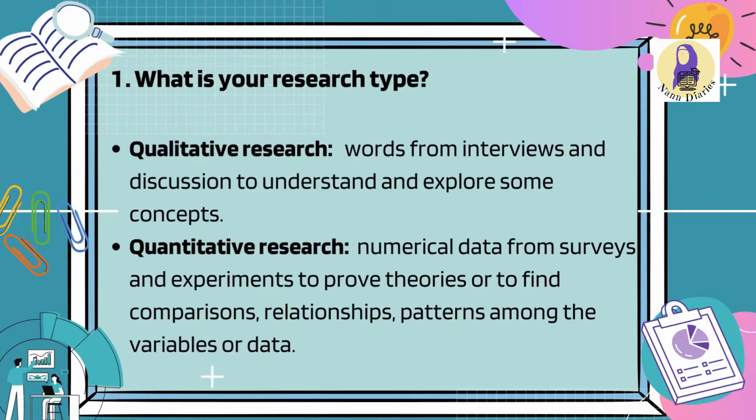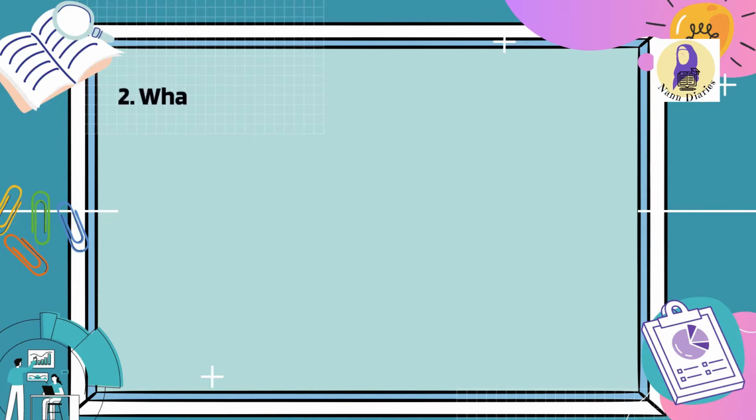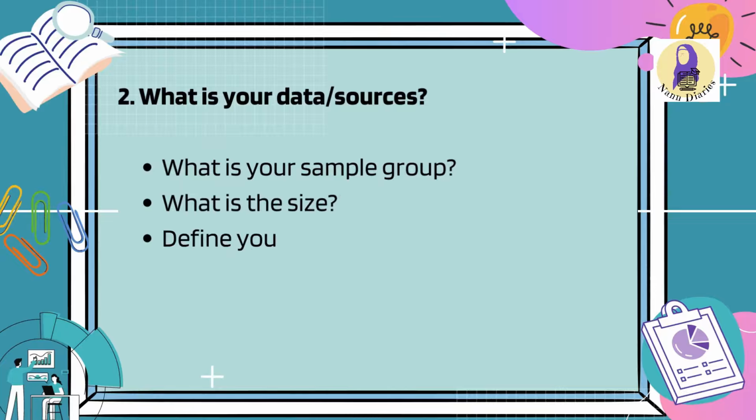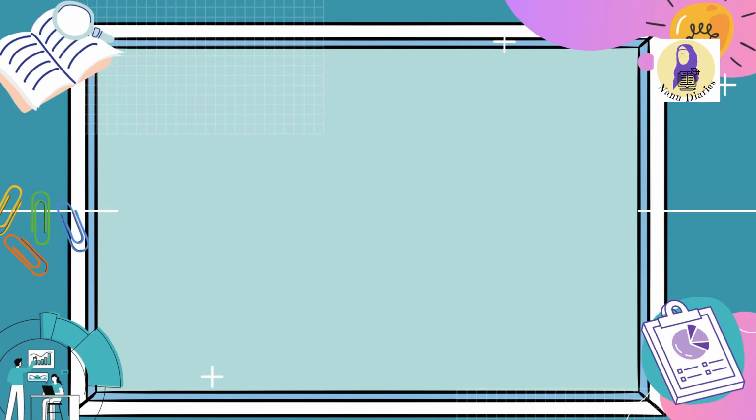So after you know your research type, you can explain your data. If you're going to do interviews, what is the sample group, what is the size, and you have to make the definition of your data. So is it a simple Q&A question or do you have to set up an experiment, and what is the meaning of your data. You just simply need to explain the definition of it.